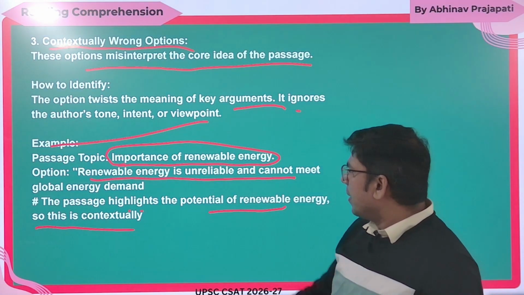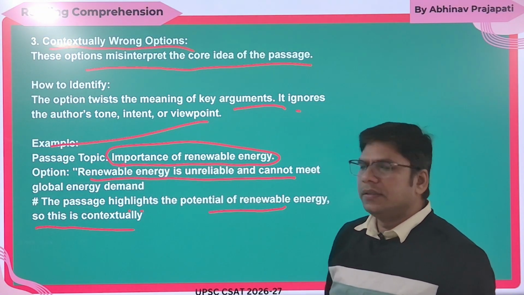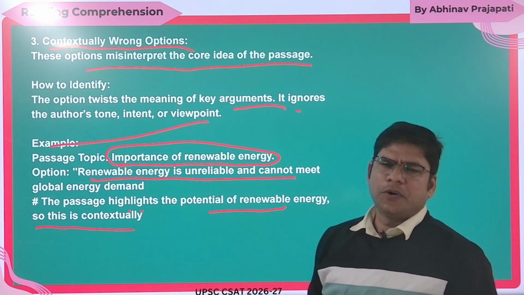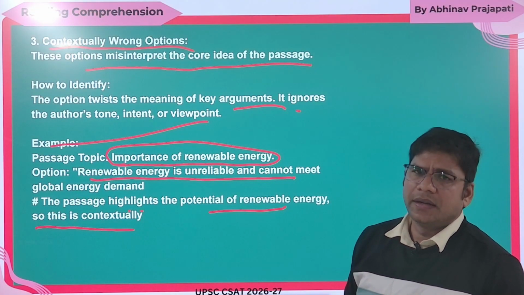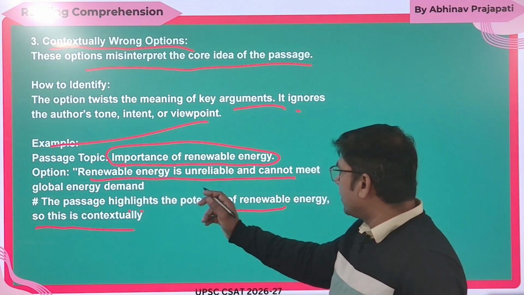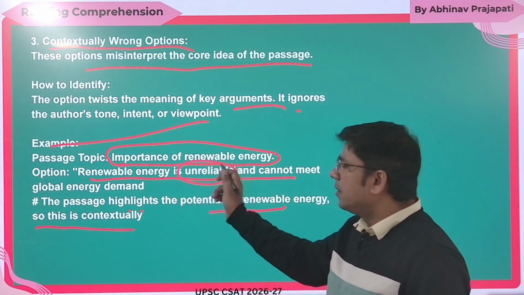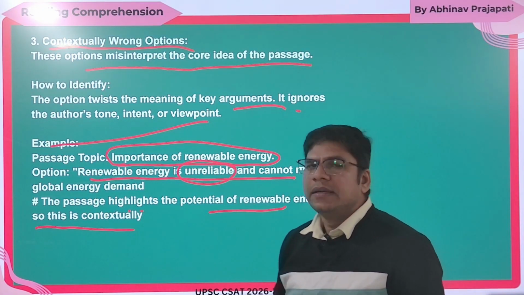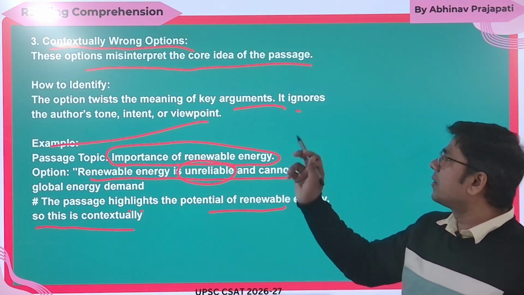The passage is about the importance of renewable energy. In the passage, the author has highlighted the importance and significance of renewable energy, but in this option it is called unreliable. So this is negatively worded. So these types of options should be eliminated based on the tool of contextually wrong options.